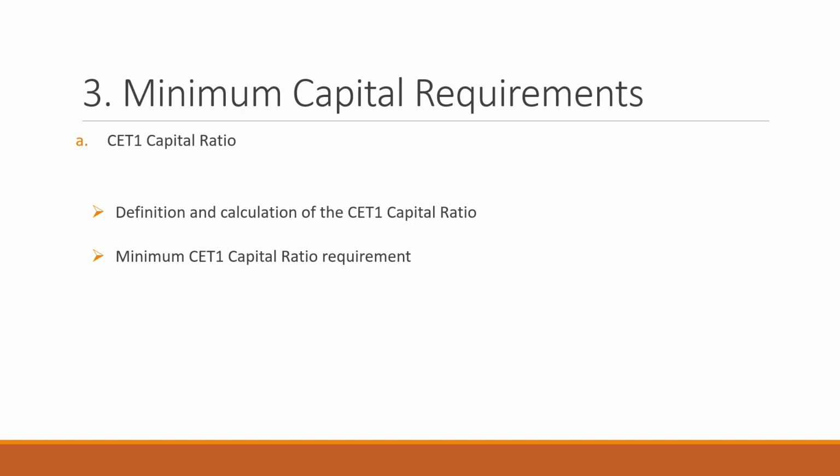Minimum CET1 capital ratio requirement. The minimum CET1 capital ratio requirement is currently 4.5%, meaning that banks must maintain a CET1 capital ratio of at least 4.5% of risk-weighted assets.